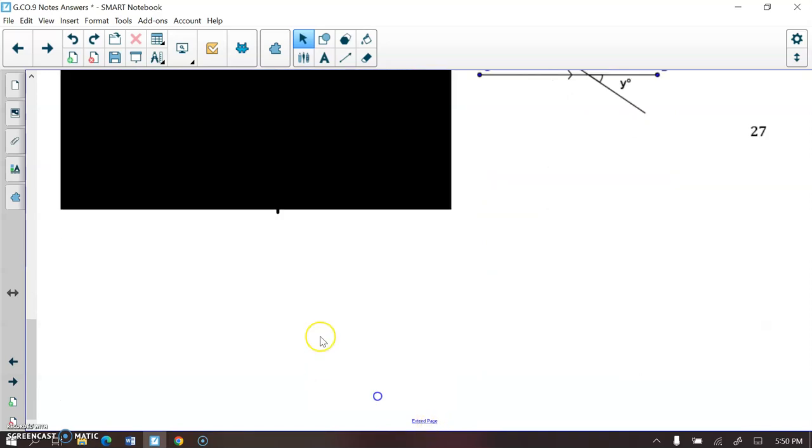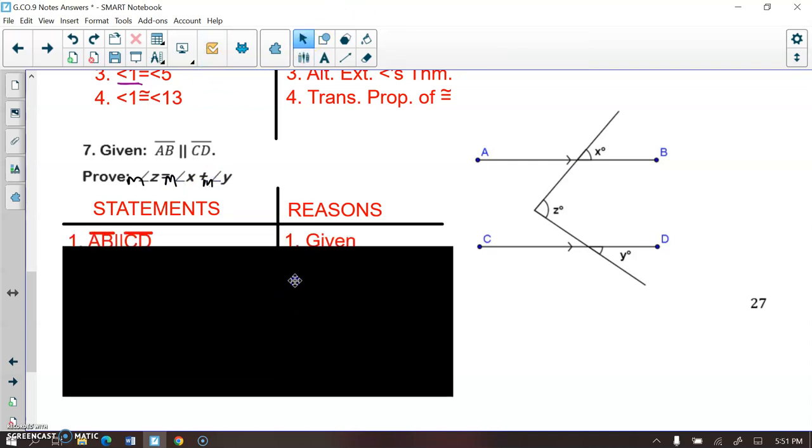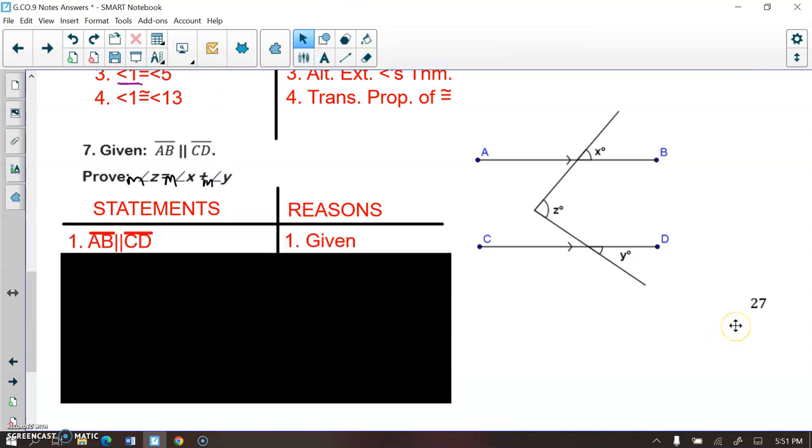So number 7 is fixed on your end. We want to prove that the measure of angle Z equals the measure of angle X plus the measure of angle Y. So we're going to state what's given to us. We are given that AB is parallel to CD. And then we are going to draw in an auxiliary line to help us with this. And when we do draw an auxiliary line in, we need to label that auxiliary line. I'm going to label it EF.